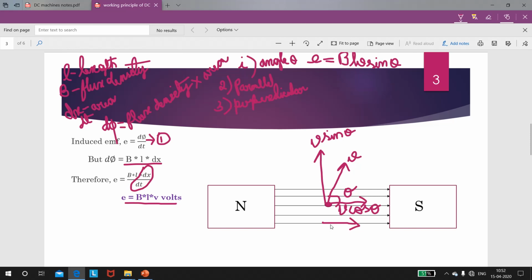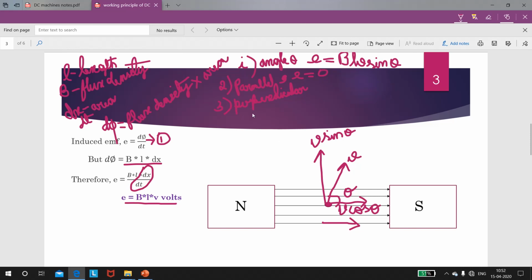So if I substitute theta equal to 0 in the above equation, E is equal to B L V sin theta, what happens? Sin 0 is equal to 0. Therefore E will be equal to 0. No EMF is induced. So if the conductor is moving parallel to the magnetic lines of force, in that case EMF will be equal to 0.